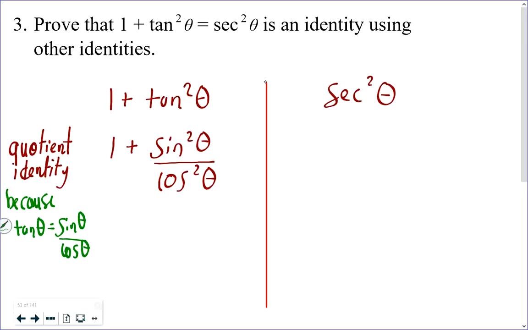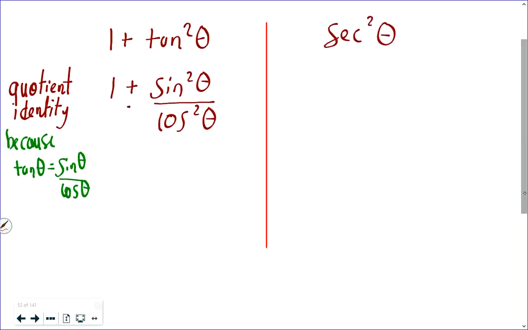So now what we are going to do is put these together with a common denominator. When you look at the right side, we're keeping our eyes peeled on the right side because that's what we want to turn this into. The right side is just a single term. It's not two things added together. So I need to write this with a common denominator. And the common denominator would be cosine squared of theta. So I need to take this number 1 over 1 and multiply top and bottom by cos squared of theta so I get a common denominator.